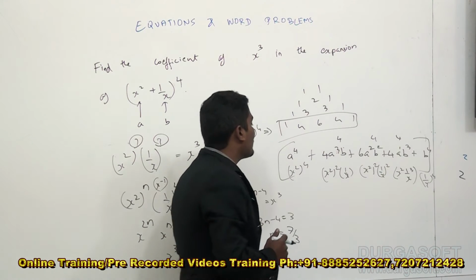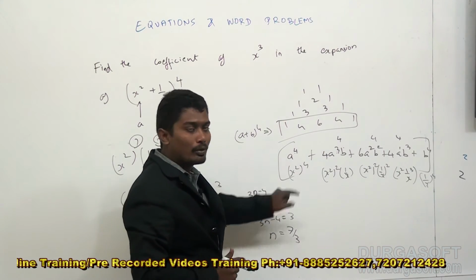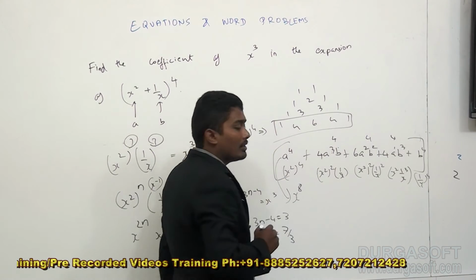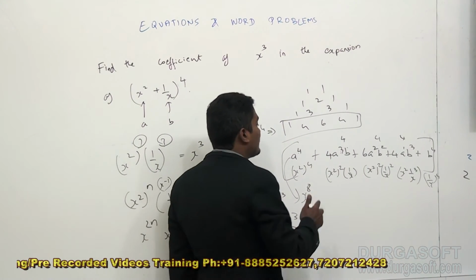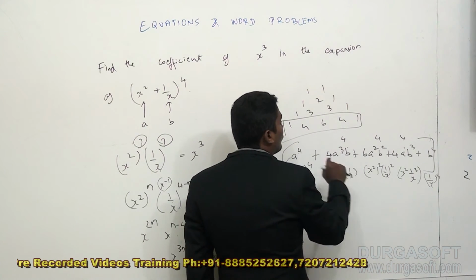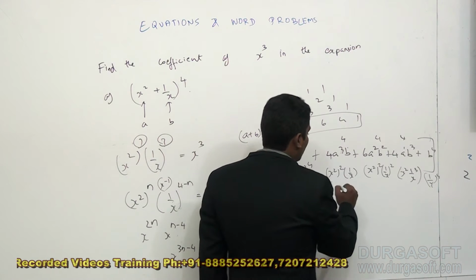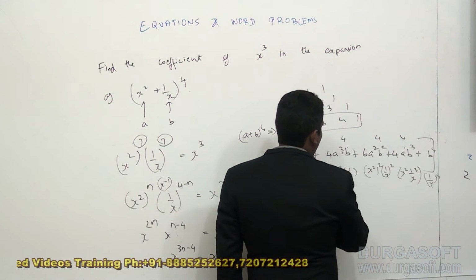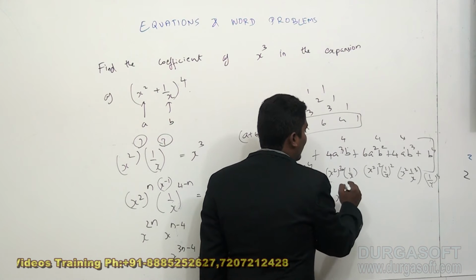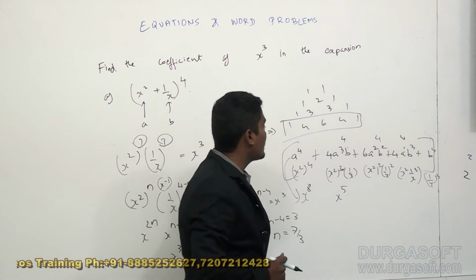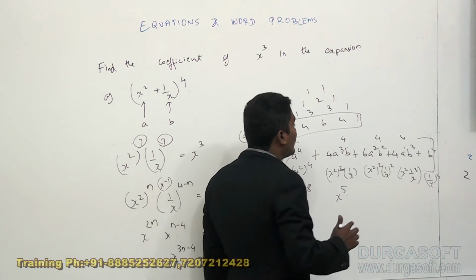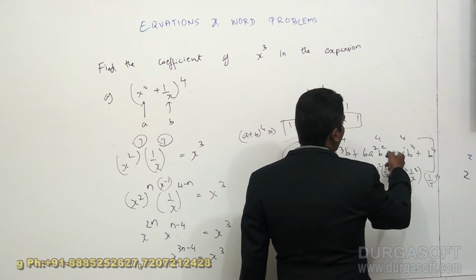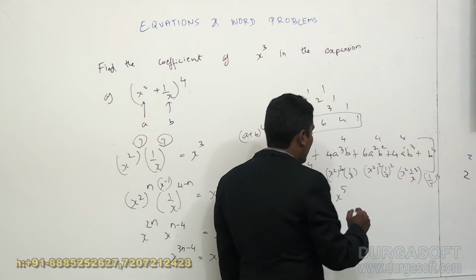So here in the expansion I can say that x square the whole power 4 will be x power 8. So the first term will be x power 8. The second term will be x square the whole cube, which is x power 6 minus 1, which is x power 5. The third term will be x square the whole square, which is x power 4 minus 2, which is x square.